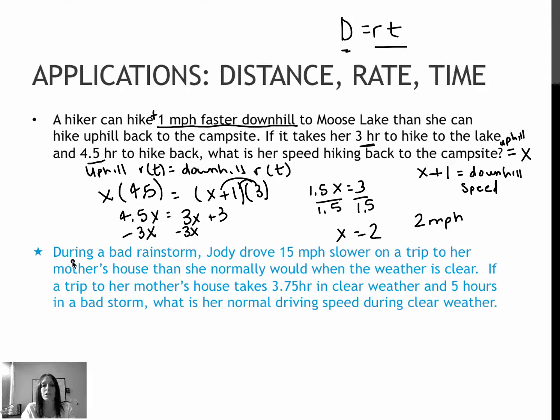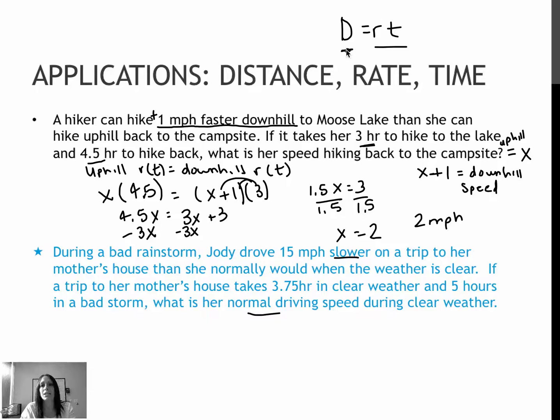So the second one, we're dealing with a rainstorm, and she's driving 15 miles per hour slower. Of course, this is a rate, 15 miles per hour slower on a trip to her mother's house than she normally would when the weather is clear. So it's a bad rainstorm, she's slowed down. The trip to her mother's house takes 3.75 hours in clear weather and 5 hours in a bad storm. And we're trying to find out her normal driving speed. So we're trying to figure out that rate.